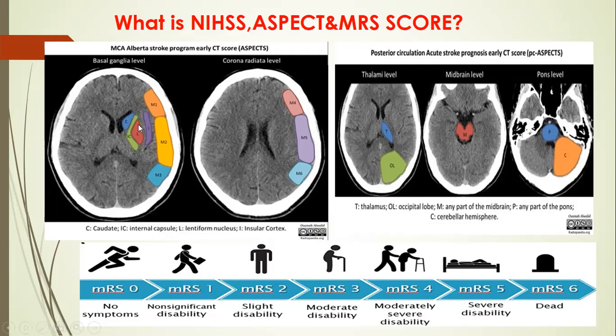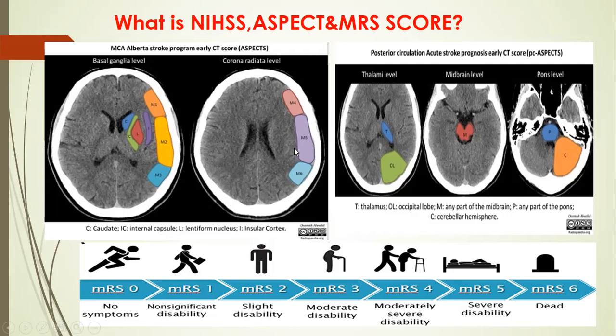If a patient is having an infarct in the M1, M2, and M3, you need to subtract from the 10. So 10 minus 3 indicates it will come around 7. Are you following? Yes, sir. Okay, total 10 in number.